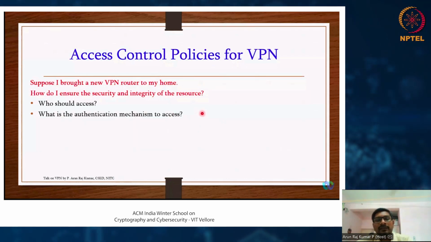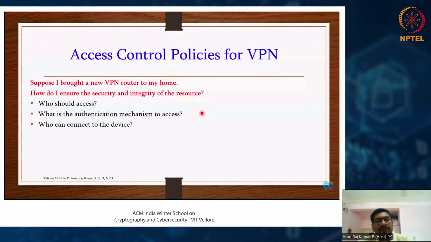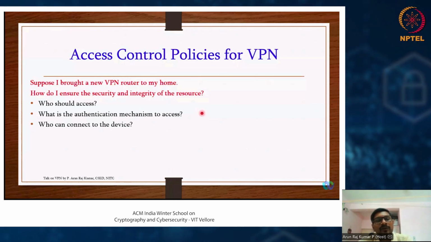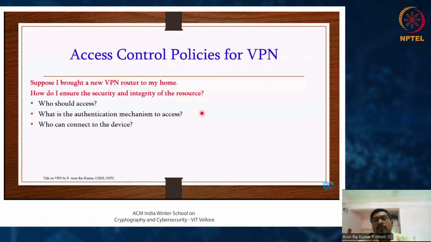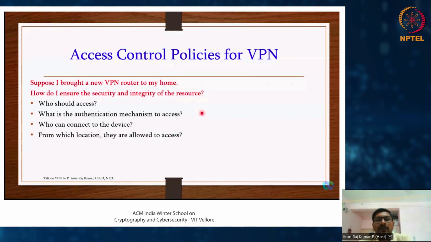And what is the authentication mechanism to access? Who can connect to the device? All these questions are important when we want to create the access control policies for VPN. If you buy a new VPN router, or even a normal home router, we need to decide whether all the family members are going to access it or only the parents. Similarly, if the parents are going to use it, what kind of mechanism are we going to have for access? So who can connect to the device, and from which location are they allowed to access?